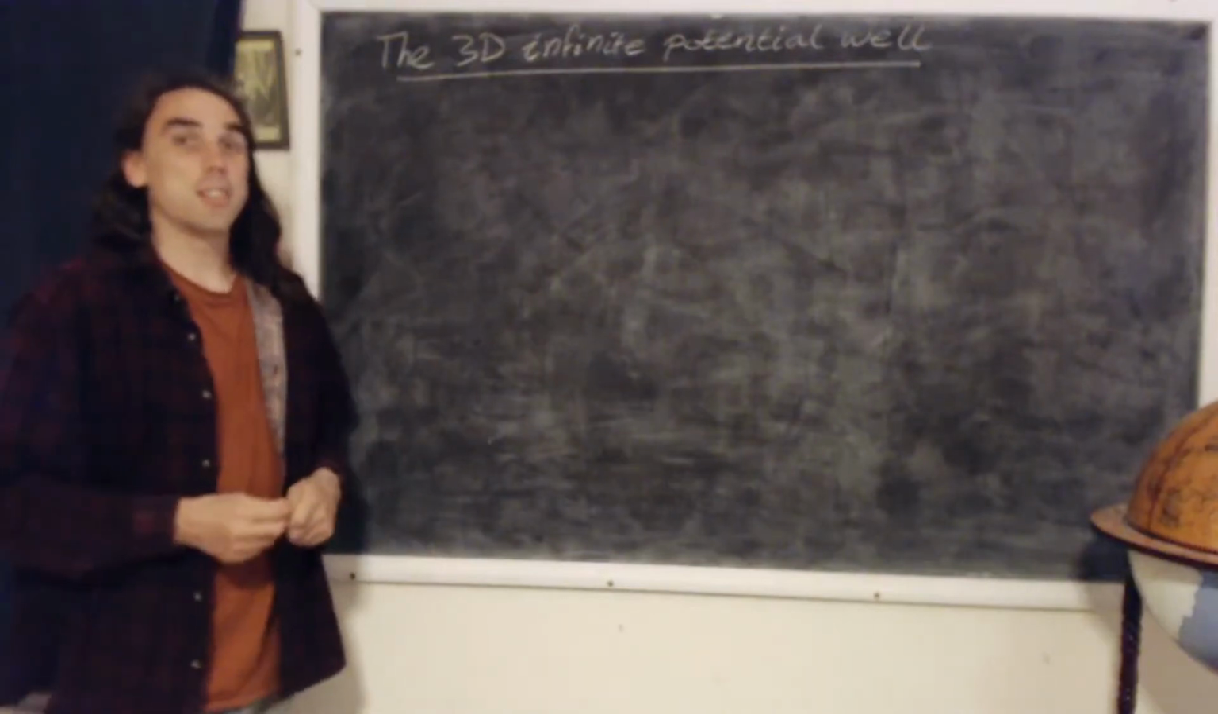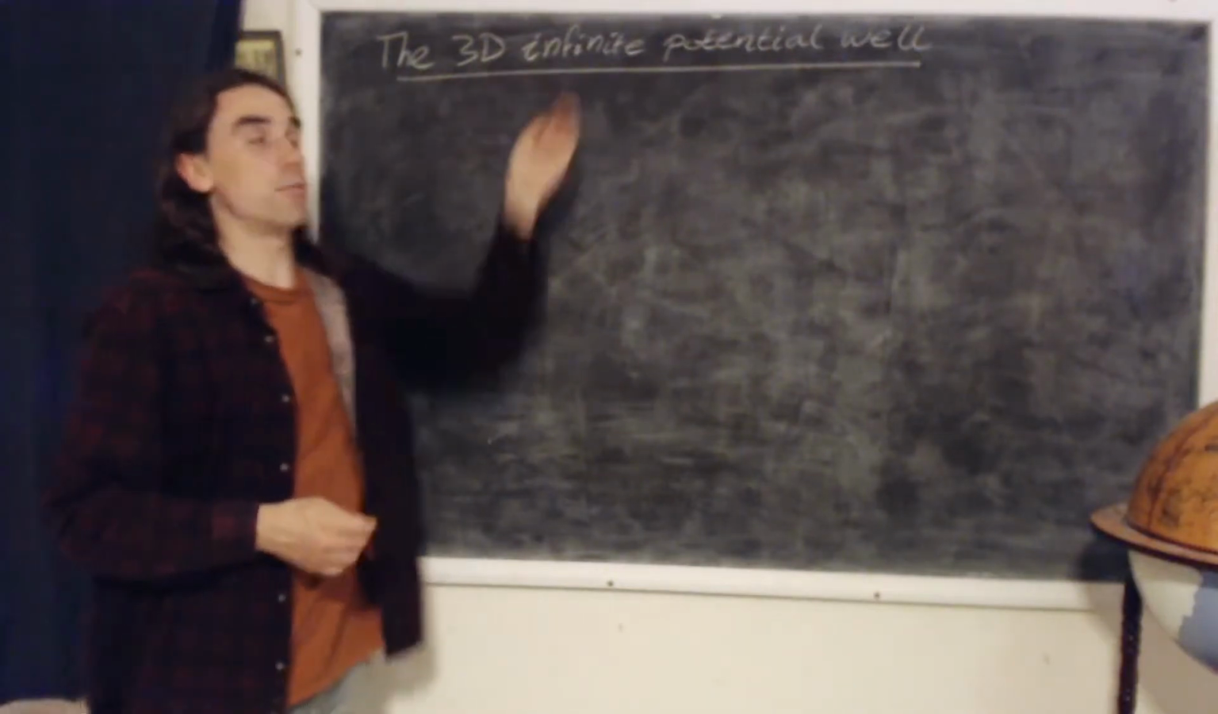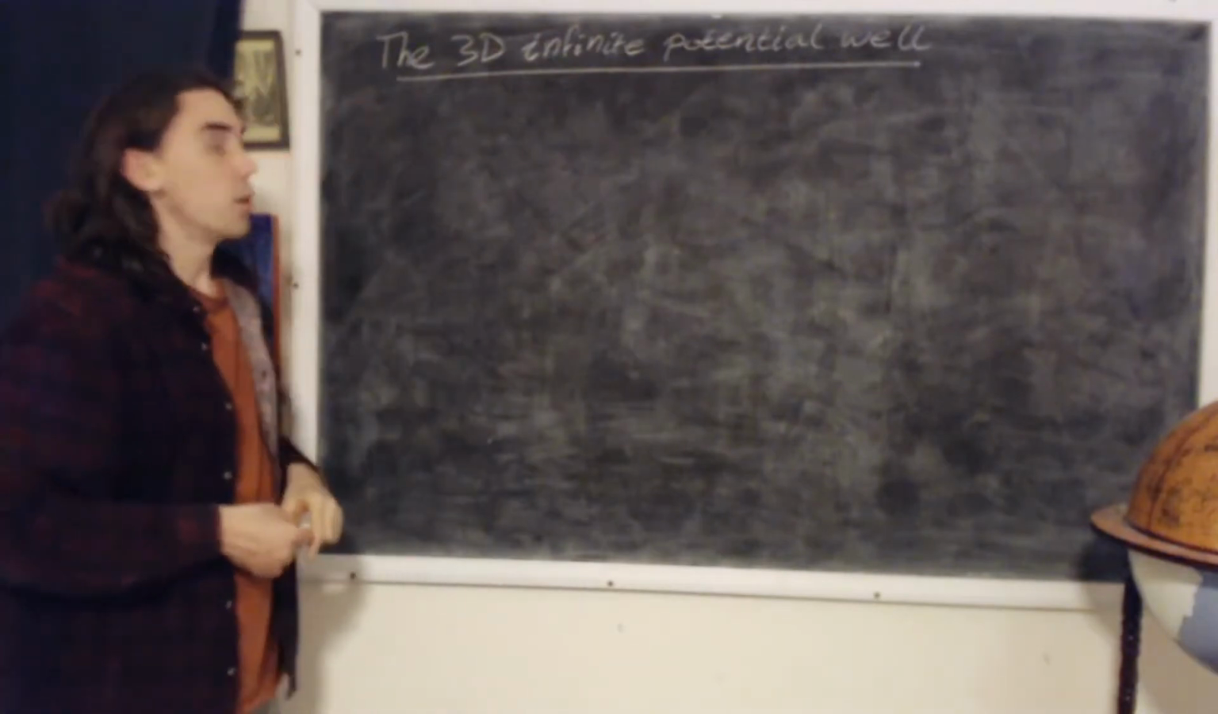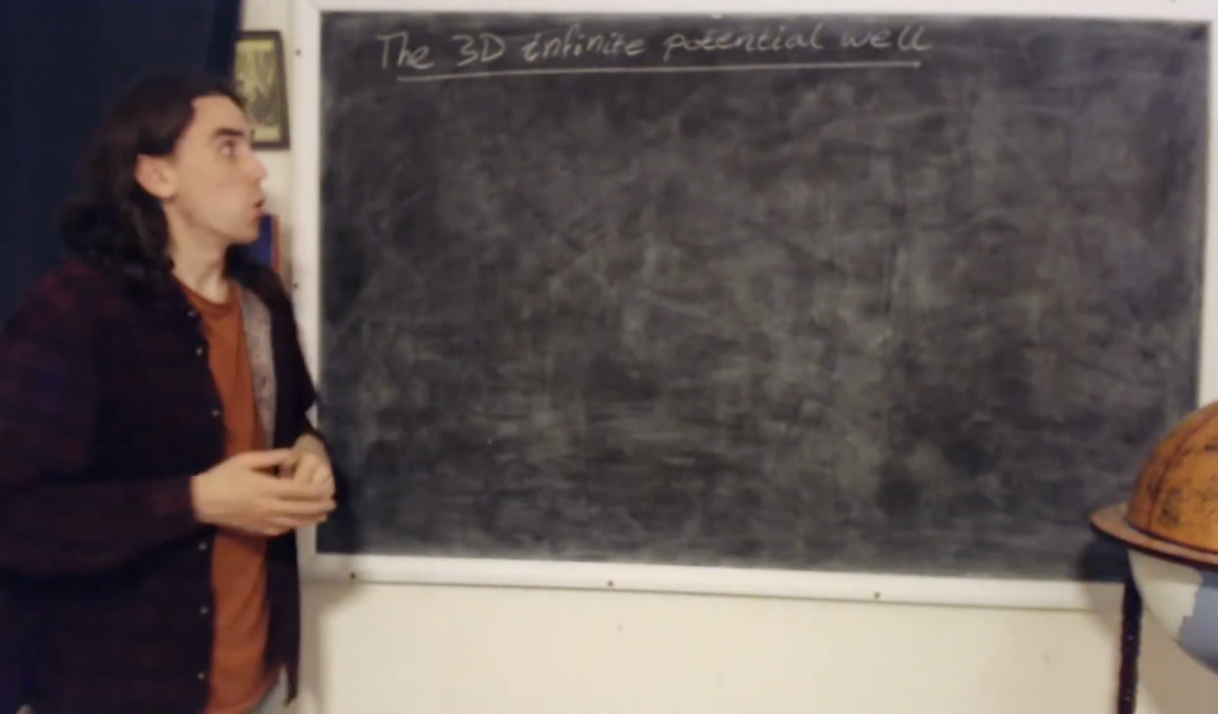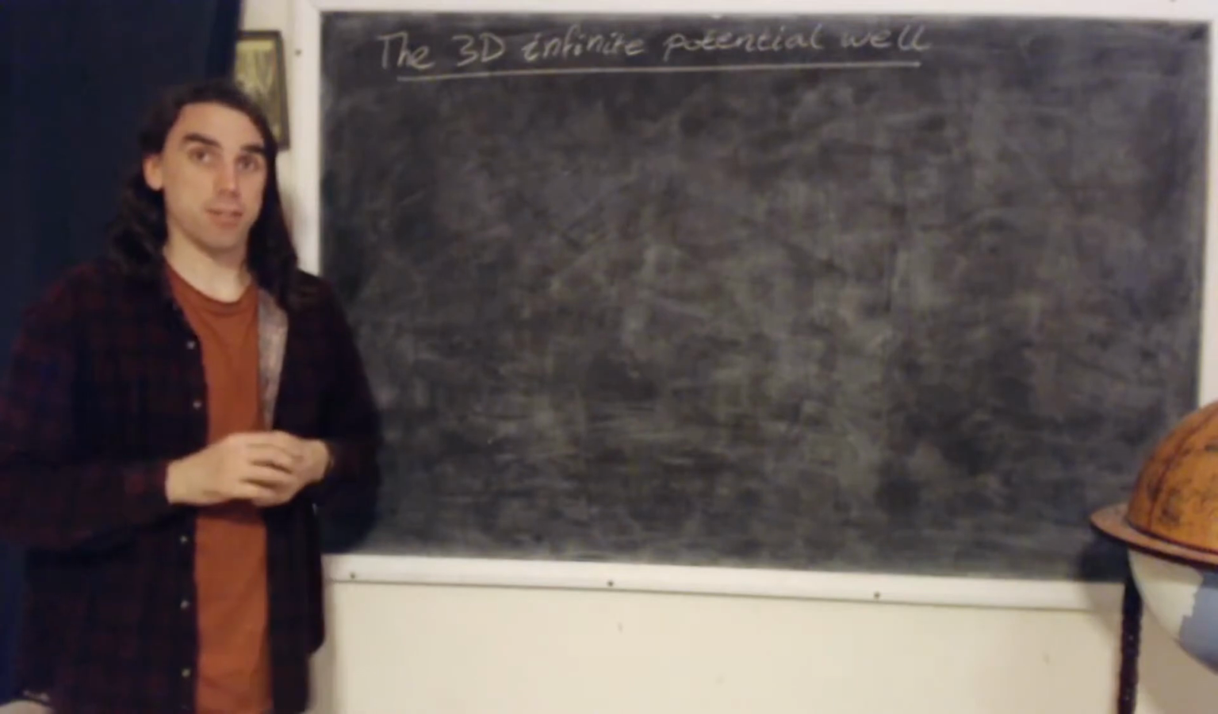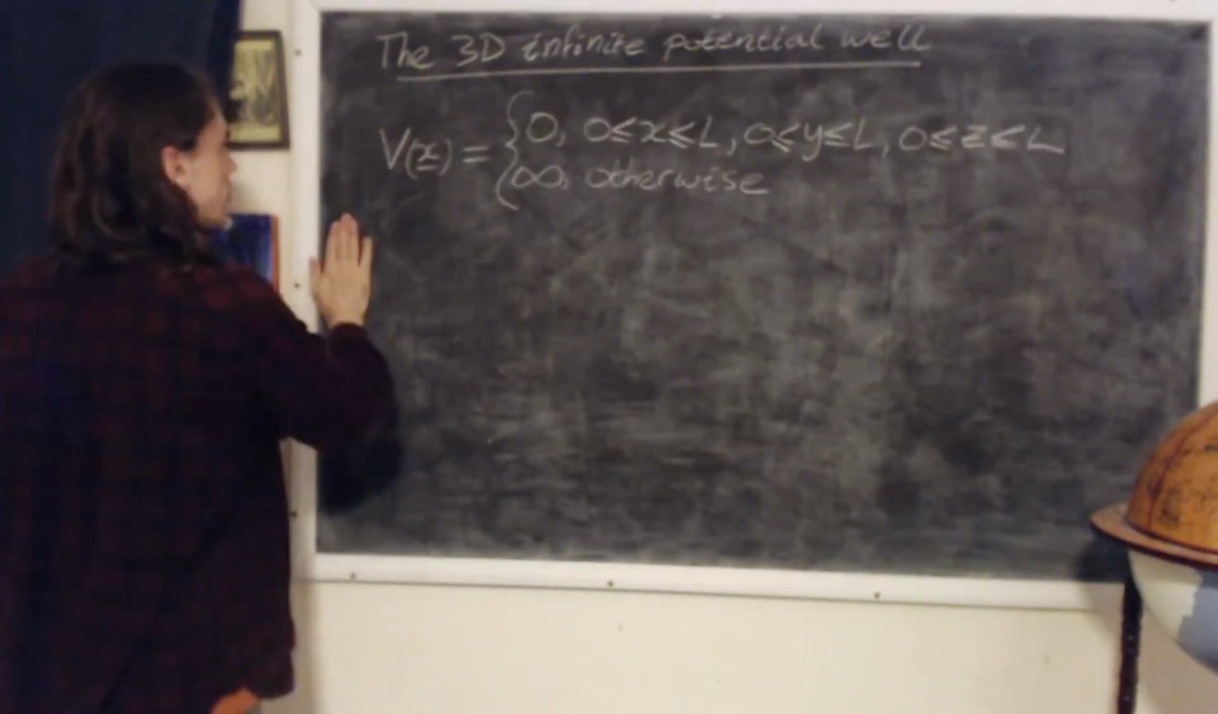Hello. In this video we're going to take a look at the three-dimensional infinite potential well, also known as the cubic box, or cuboidal box if you allow the dimensions to vary. So the potential looks like this.